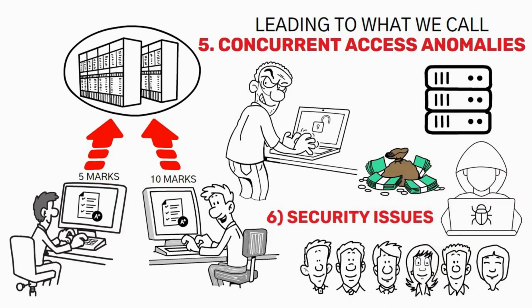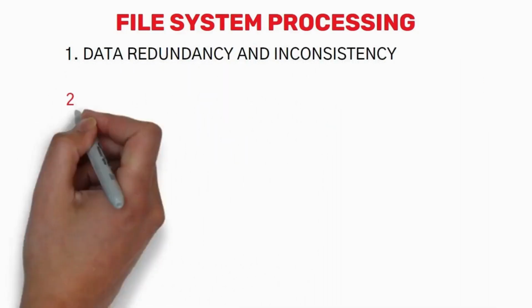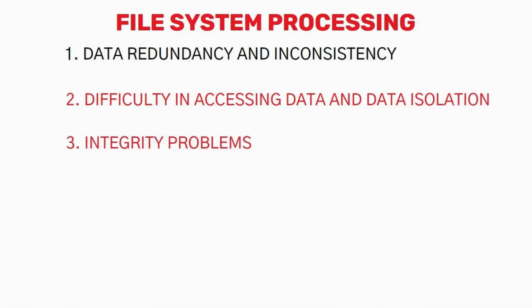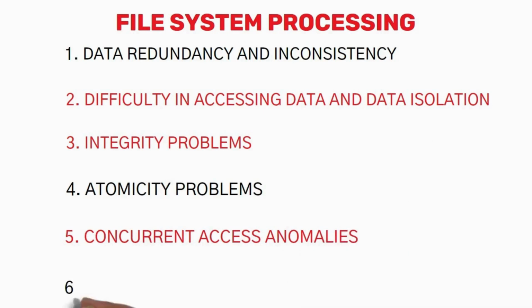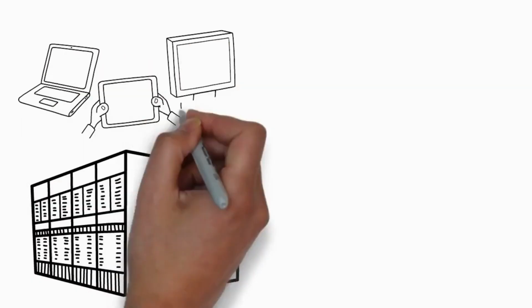To avoid all these problems that we saw with file system processing, including data redundancy and inconsistency, difficulty in accessing data, data isolation, integrity problems, atomicity problems, concurrent access anomalies, and security problems, is why we need a database, and we will see how these issues are fixed in the upcoming videos.